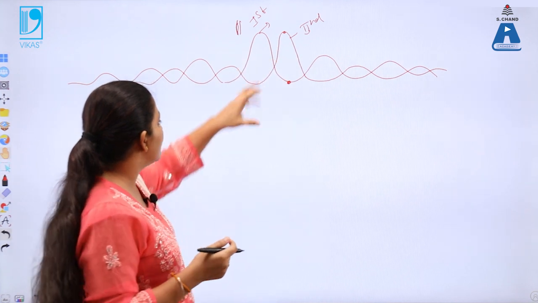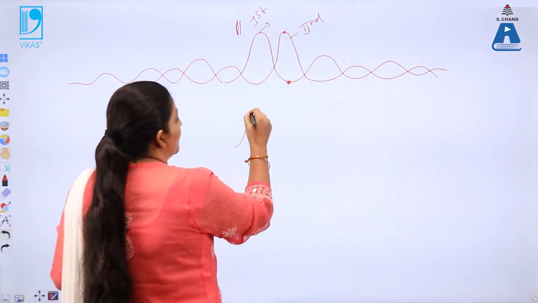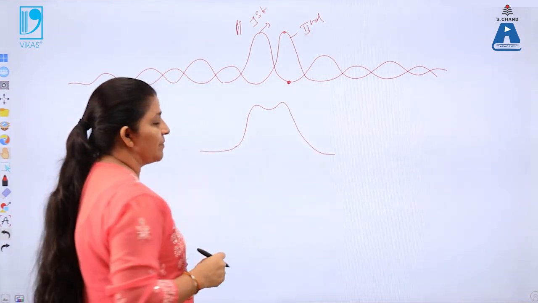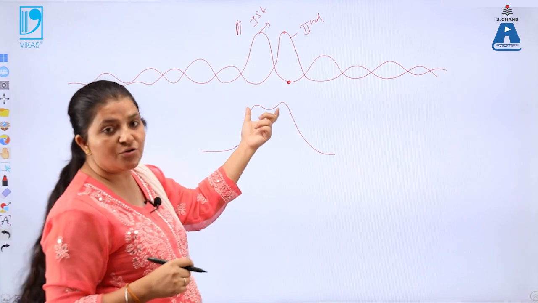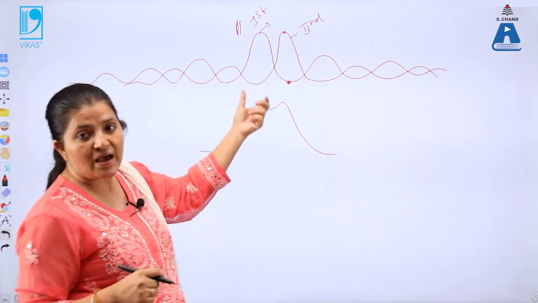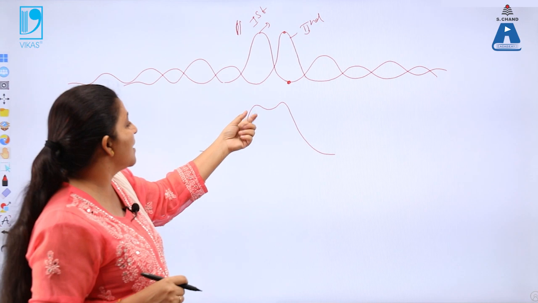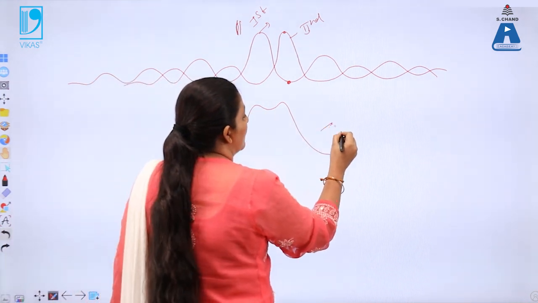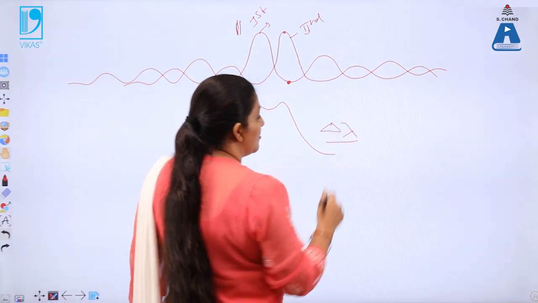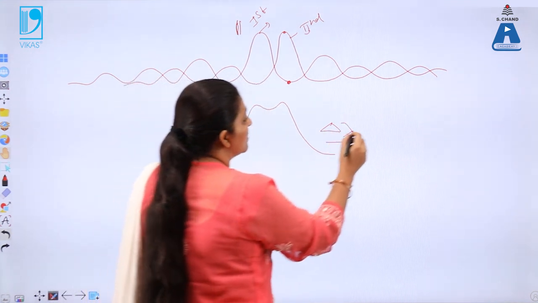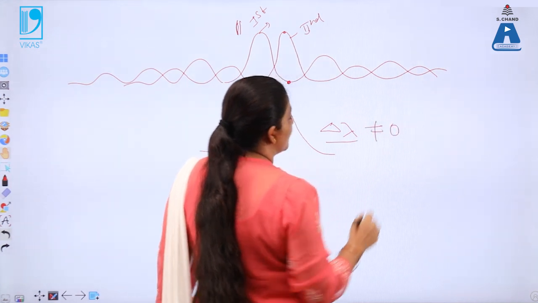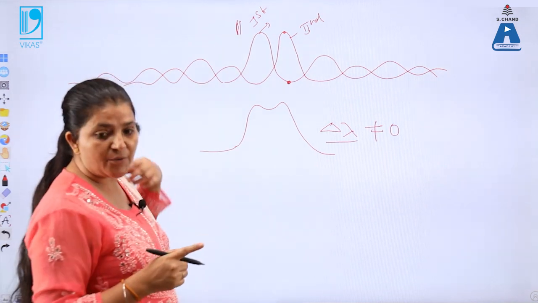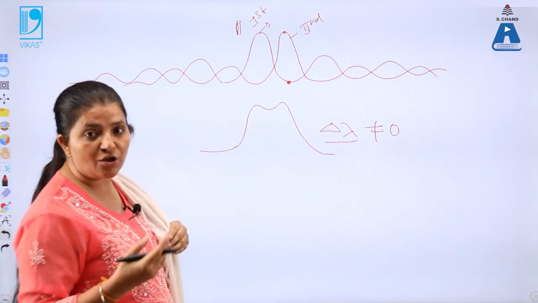So in that case the pattern can be given like this. The overall pattern is like this for the central maxima. That means we are able to distinguish these two objects as individual objects. They are taken separately. So in this case this delta lambda, that is the difference in the wavelength of these two, must not be equal to 0. That means when you want to resolve these two objects as separate objects, this delta lambda is not equal to 0.